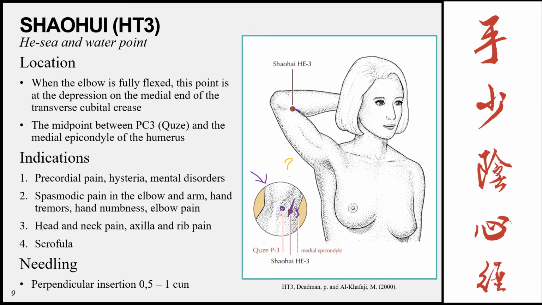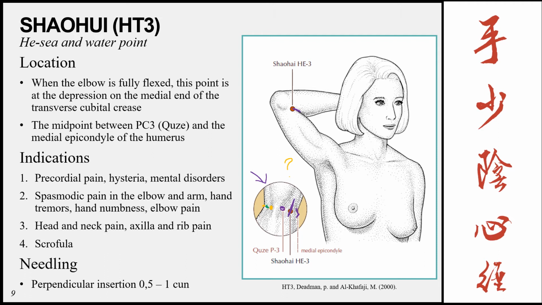So this was large intestine 11. It was found in a very similar way, except on the opposite side of the biceps brachii tendon. So we used different points. We used lung 5 over here, and we used the lateral epicondyle of the humerus, which is around this region. And midway between these 2 points was where large intestine 11 was found.